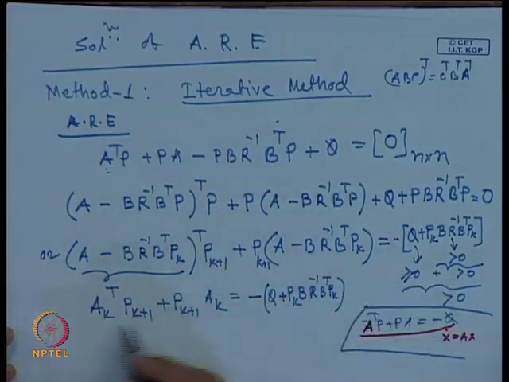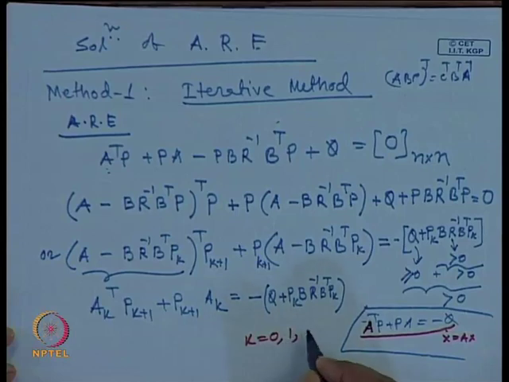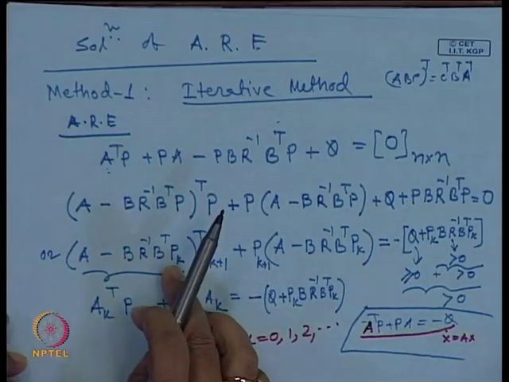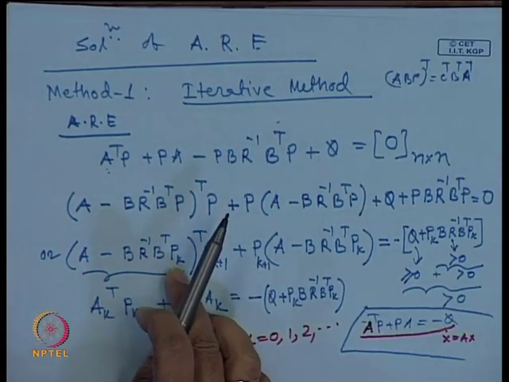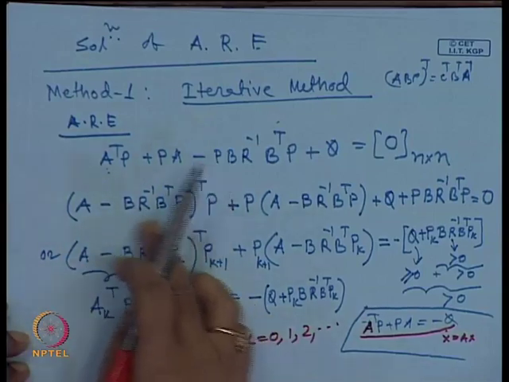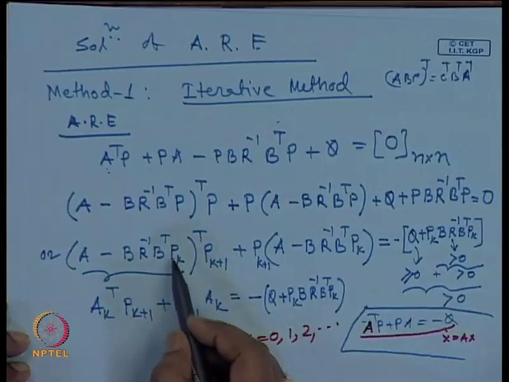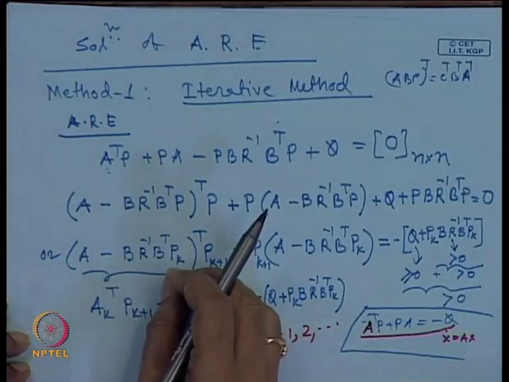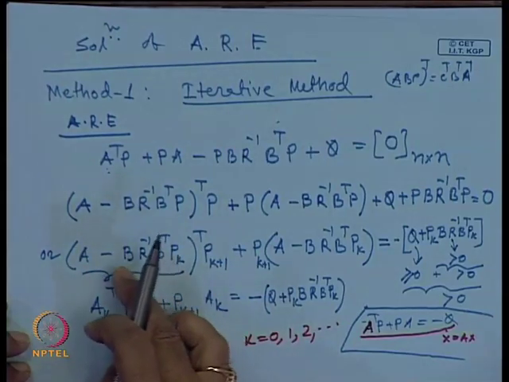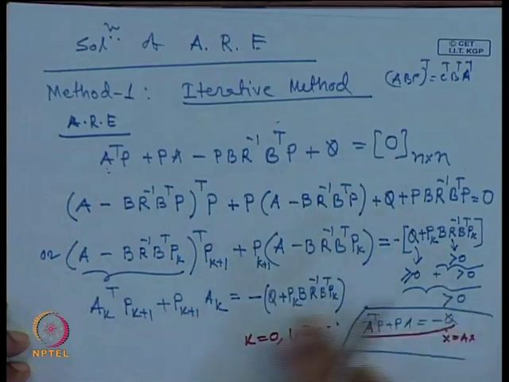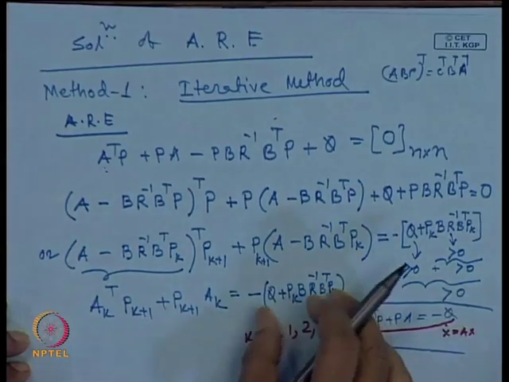So, here also how to solve this iteration: k is equal to 0, 1, 2, and so on. When k is equal to 0, it means P of 0. So, you assign P of 0 as a positive definite matrix in such a way that this matrix is stable. So, you choose the initial value of our Riccati equation solution P, P 0, so that A minus B R inverse B transpose is stable. Then, as I just mentioned, this is a positive definite matrix.